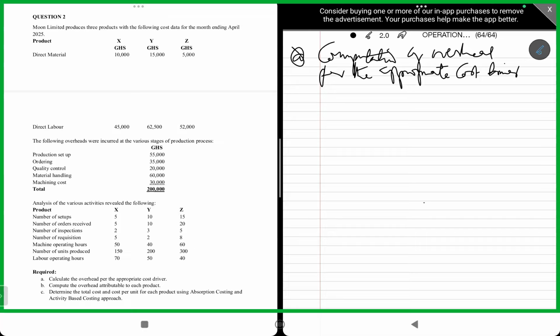A. Now watch. Let me start with the traditional absorption costing. Traditional absorption costing, the first thing you solve for is the OAR. What is the OAR? It is the total overhead. Here you are using the general formula. Total overhead.